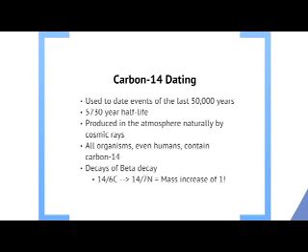Using carbon-14 dating as an example, carbon-14 dating is used to date events of the last 50,000 years, or objects made or deposited within the last 50,000 years. It has a 5,730-year half-life. It's produced naturally in the atmosphere through cosmic rays. So all organisms, even humans, you and I, contain carbon-14. It's a form of beta decay.